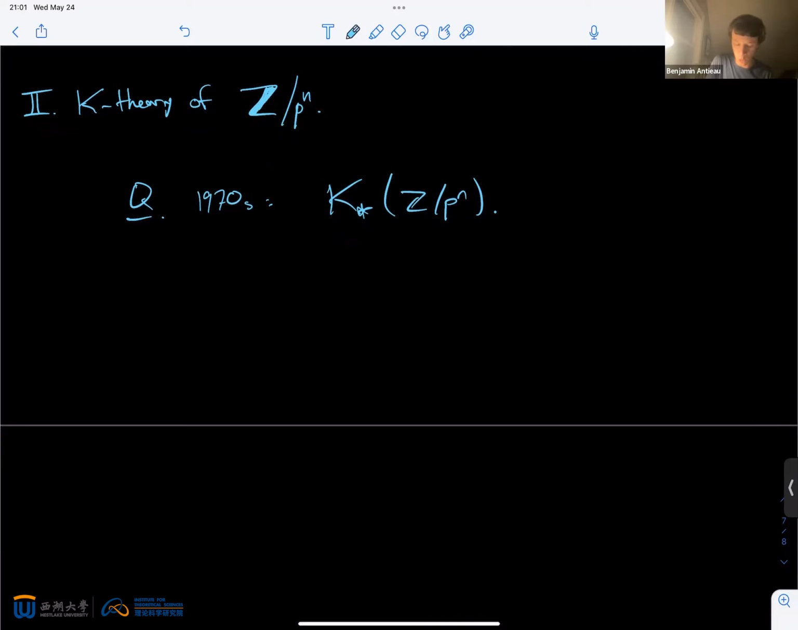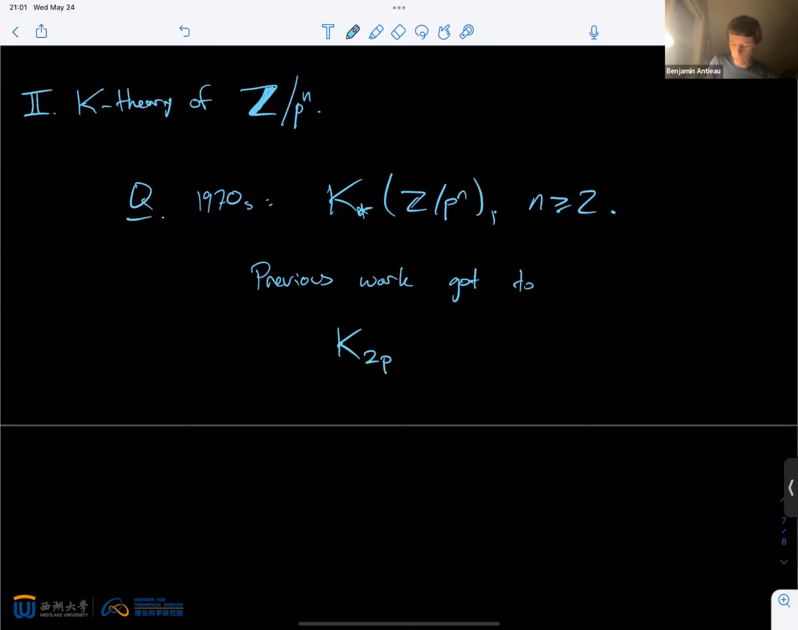So what was known before, previous work, got up to, well, here for n at least 2. n equals 1 is Z mod p, a finite field, so that's covered by Quillen's theorem. Here we're interested in Z mod 4, Z mod 8, etc. So previous work got to K_{2p-2} of Z mod p to the n, i.e. they computed K_i of Z mod p to the n for 0 less than or equal to i less than or equal to 2p minus 2.